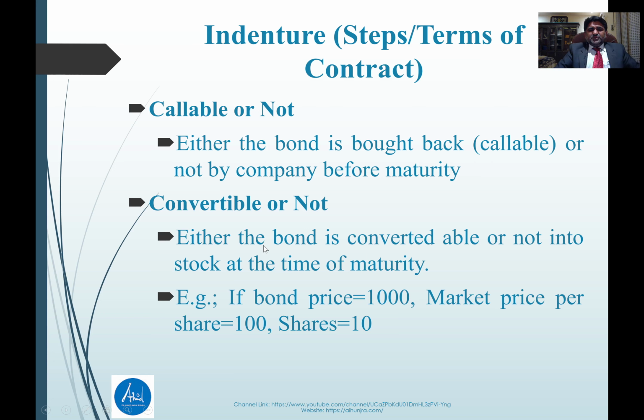We also know that whether the bond is converted to stock at the time of maturity or not is part of the terms of the contract. So there is an example. If the bond price is 1000 and the market price per share is 100, then 10 shares are equal to the bond price. So if it's convertible, the company will offer 10 shares to the bondholder. It means the bond is converted into stock.